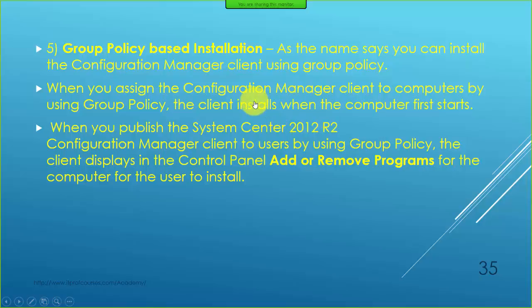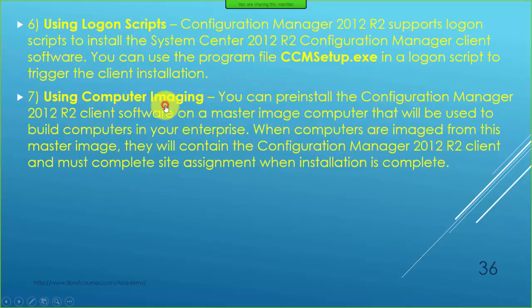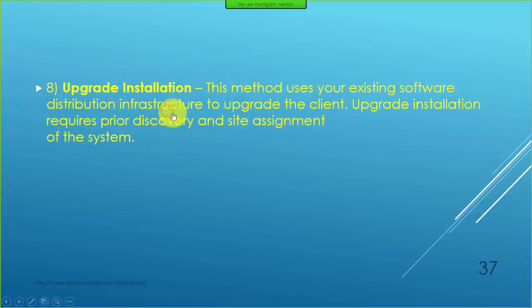This is just software installation, the way we do with group policy. We just need to have the SCCM client MSI file, and we have that. I'm going to show that too. Using logon scripts through SCCM, yes, we can do that. Using computer imaging: if you're creating a computer image and deploying it to a bare metal machine, in that image just deploy the client manually and then deploy that image to hundreds of machines. The SCCM client will already be there in the image, right? Upgrade installation, this method uses your existing software distribution infrastructure to upgrade the client. Yes, it's going to upgrade the client.